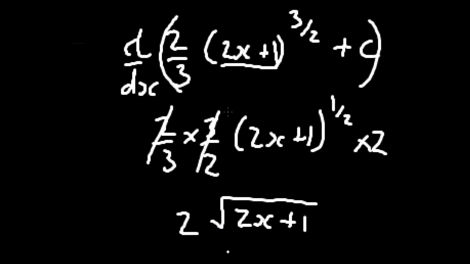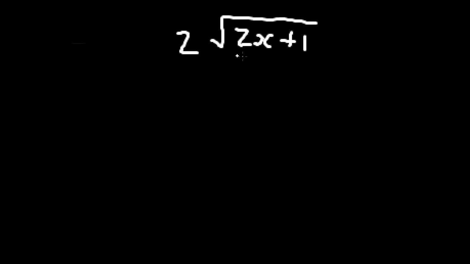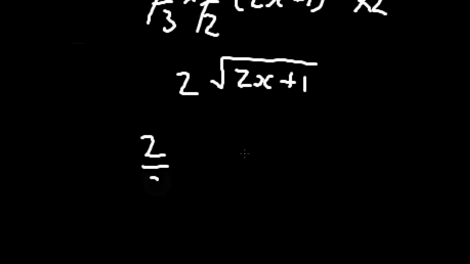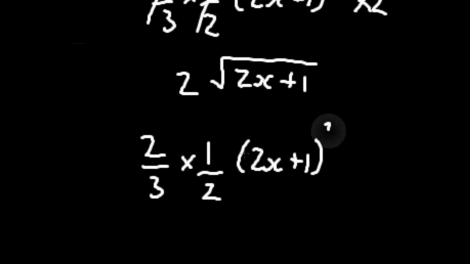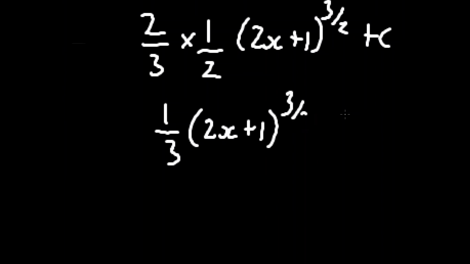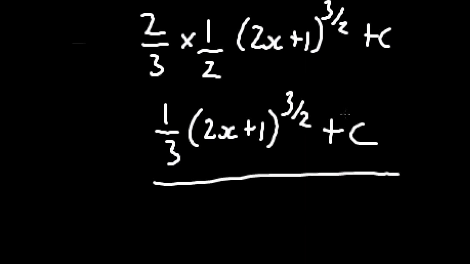So the final result of all of this is going to be 2 divided by 3, and then we're just going to divide by 2 and write it all out here. So 2x plus 1 to the 3 divided by 2 plus c. And that is our integral. And so our final result is going to be 1 divided by 3, times 2x plus 1 to the 3 divided by 2, plus c, and that is our final result.